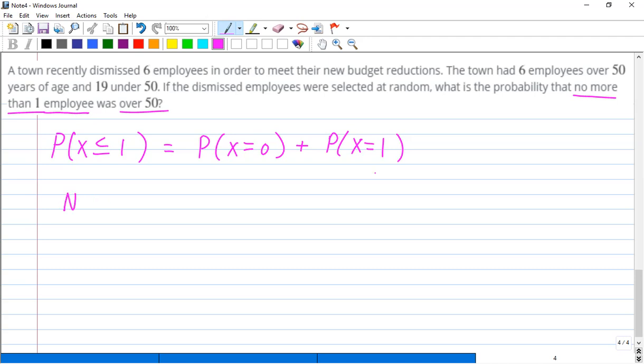So what is our total population? That would be everybody together. It says we have 6 over the age of 50 and 19 under the age of 50. So how many is that? 25, right? 6 plus 19 is 25. So capital N is 25.